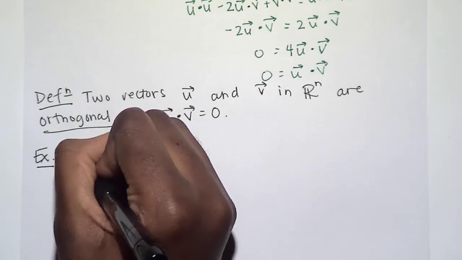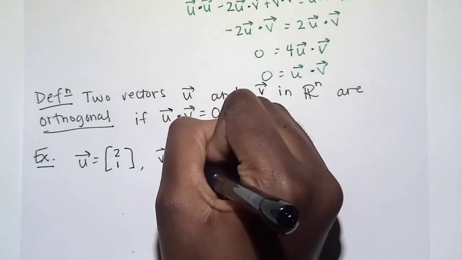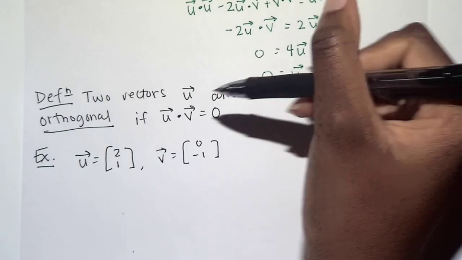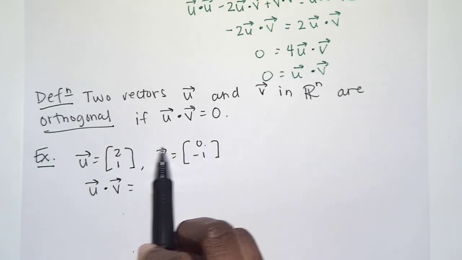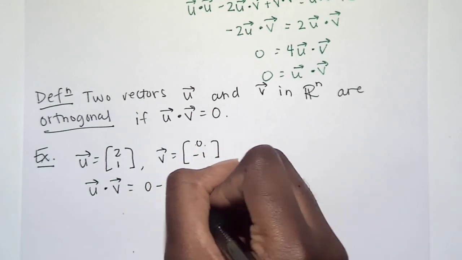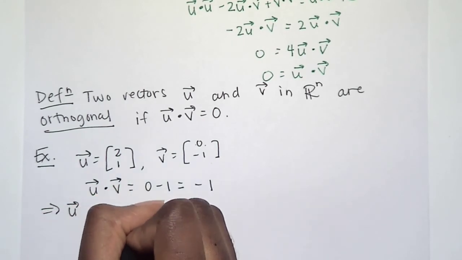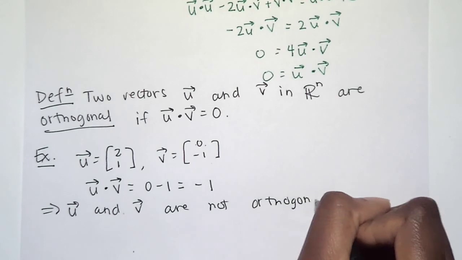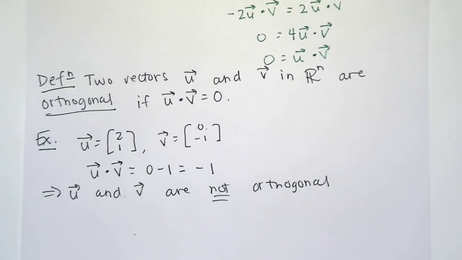So example 1, let's say we had the vector u, which is 2, 1, and v, which is 0, negative 1. Are these two vectors orthogonal? Well, let us find the dot product. So the dot product between these is going to be 0 and minus 1. That does not equal 0. Therefore, u and v are not orthogonal. So for us, orthogonal is like perpendicular but in a higher dimension.